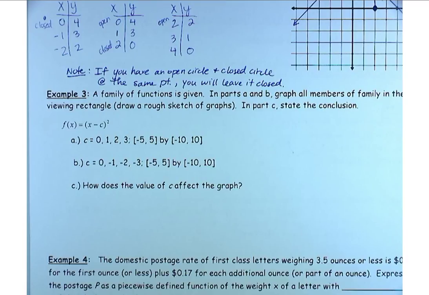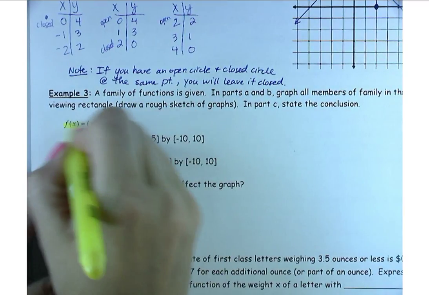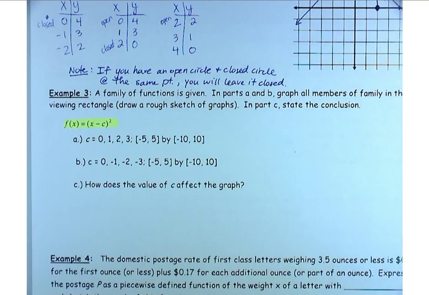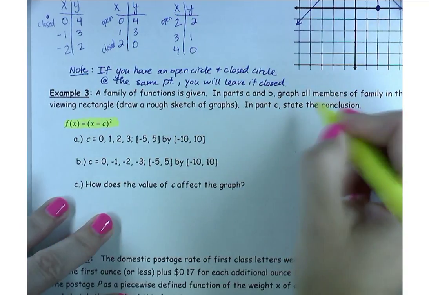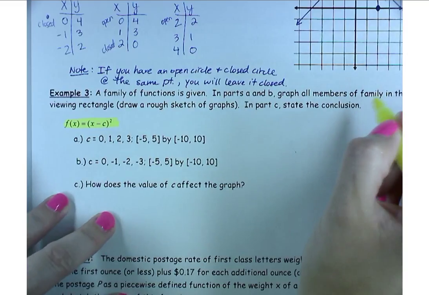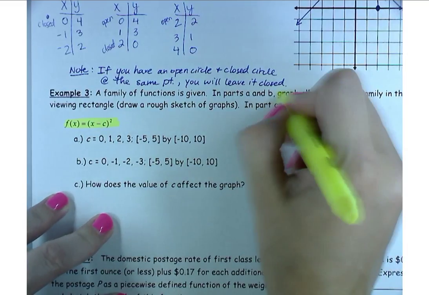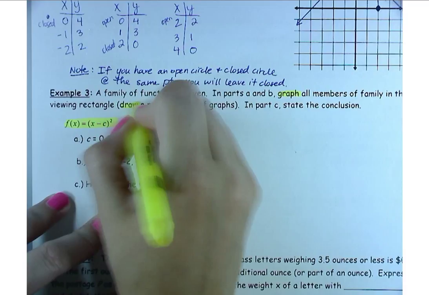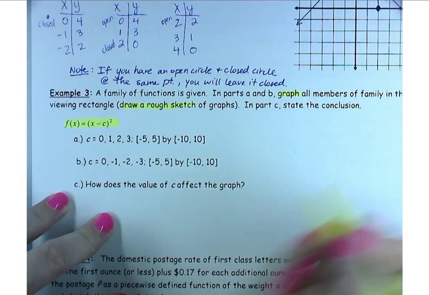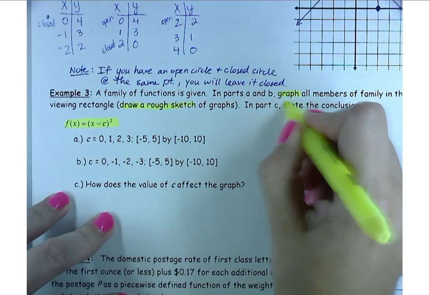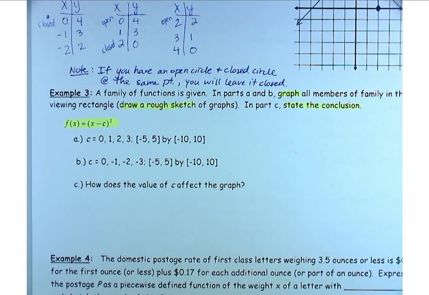Okay, so you're given a family of functions. This is the equation that you're given. We are going to graph all members of the family in the viewing rectangle. So we're going to graph it, and then we're going to draw a rough sketch. And then in part C, what we're going to do is state the conclusion. So let's go ahead and do that.